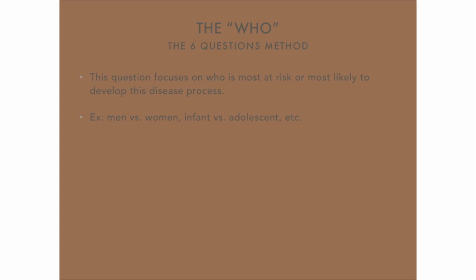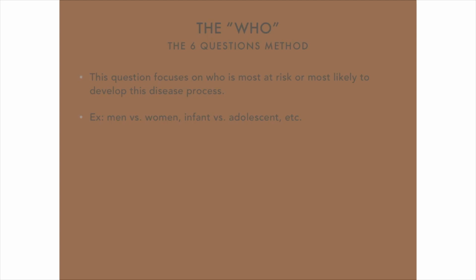All right, guys. So our first question that we have here is the who. If we're using the 6 questions method, we're going to ask ourselves, who is more likely to develop this disease process? All this focuses on is who is most at risk and who's most likely to develop the disease process. So an example I have there for you is, does it affect men more than it affects women? Or does it affect infants more than adolescents? Or do we see this in our elderly client versus our more young client? It just depends on what's going on.